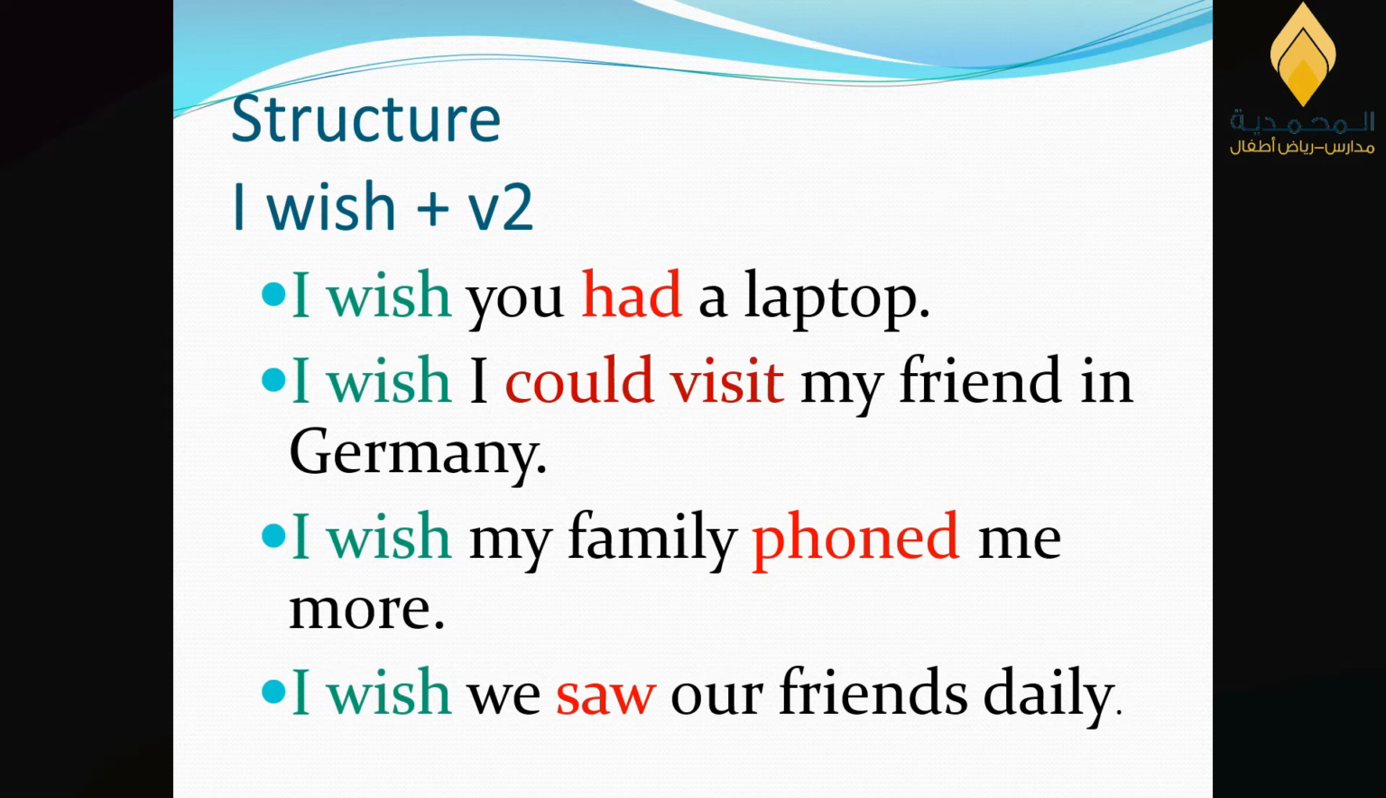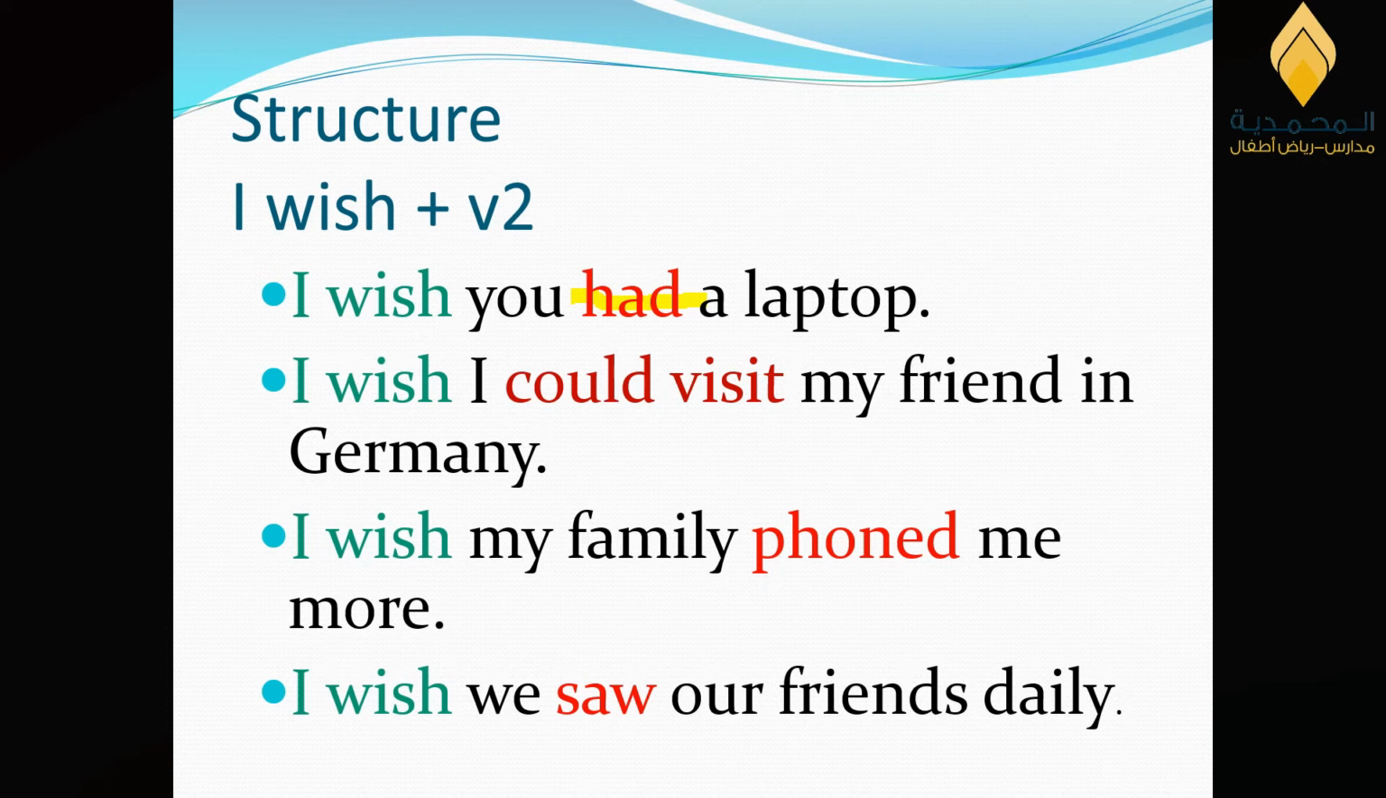I wish you had a laptop. You start your sentence with I wish, and after that you add the situation or the thing that you wanted to be different. Like, in this case, you had a laptop. That means you don't have a laptop, but you desire to have one. So you want the situation to be different. As you can see, the verb is in the past simple. Had is verb 2 of the verb to have.